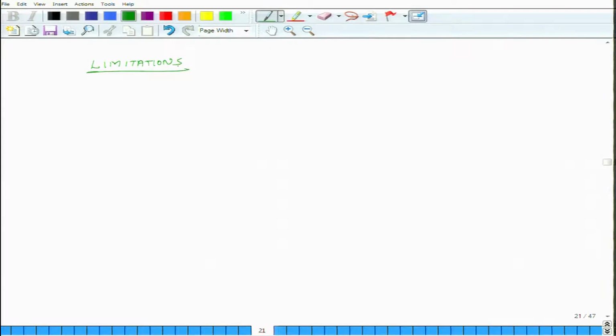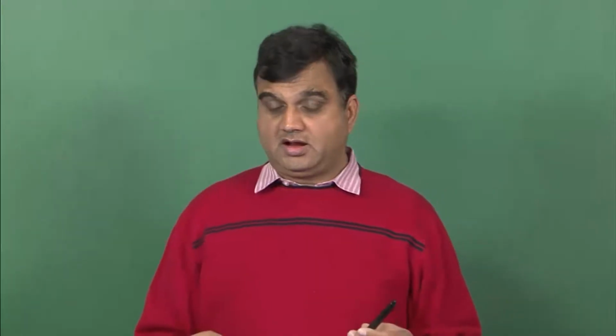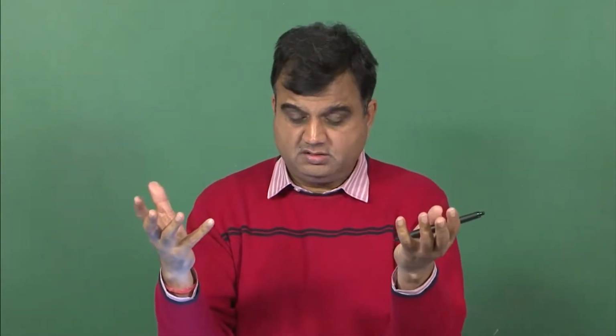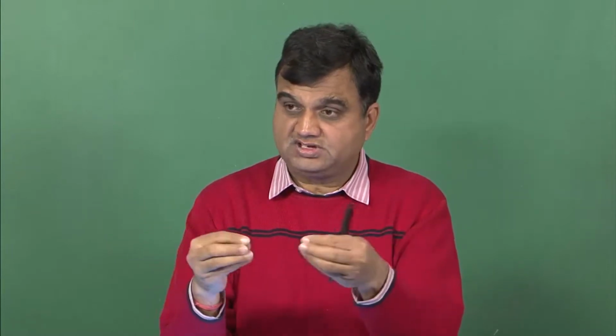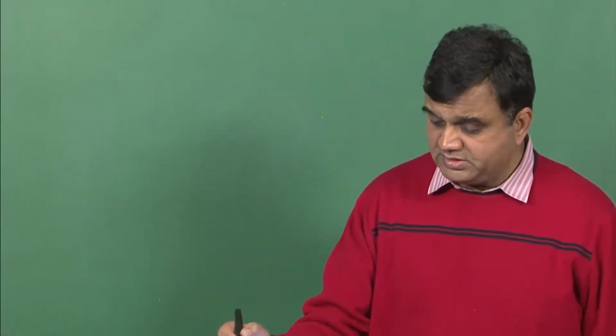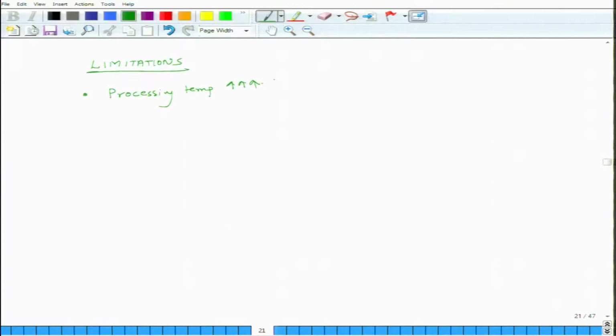Look at the limitations. One is processing temperature, which is very high, because if you want to make a matrix out of material you have to melt it somehow. Now, at that high temperature, suppose you want to mix it with graphite fiber, you have to make it inert, because at that high temperature graphite will also become hot and it will burn. So, the atmosphere has to be inert. Processing temperature is high, so that is why the overall manufacturing of these types of materials is expensive.